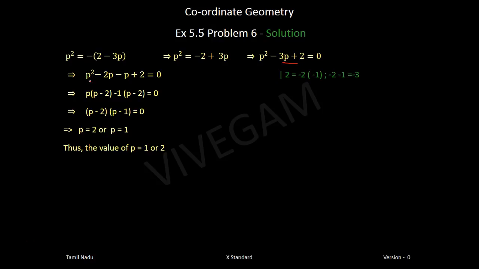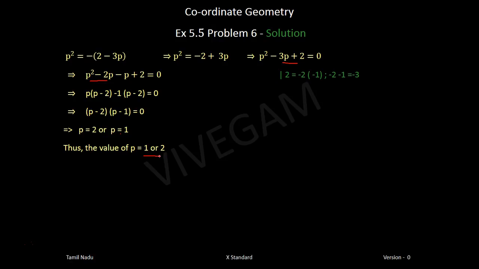You can take p commonly out from the first two terms. So it is p into p minus 2. And here, if you want to get the same p minus 2, you'll have to take -1 commonly out from these two terms. So when you take -1, this will become p minus 2. So now you can take p minus 2 commonly out. It becomes p minus 2 into p minus 1. So a product of two terms equal to 0, then either this is 0 or this is 0. If this is 0, you'll get p equal to 2. If this is 0, you'll get p minus 1 equal to 0, or p equal to 1. Thus the values of p are 1 or 2 for which the two lines are perpendicular.